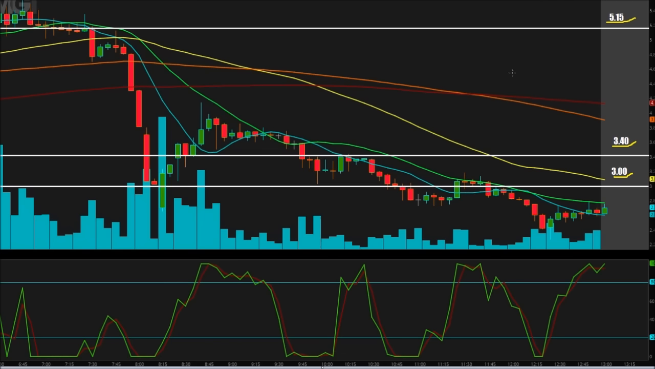Remember, this thing was 30 cents. It's still up almost 1,000%. There can still be a lot of selling off, and we might see even more lows. So just please be careful, guys.